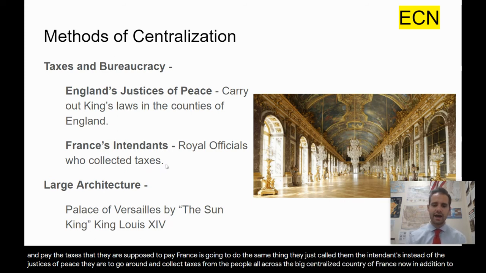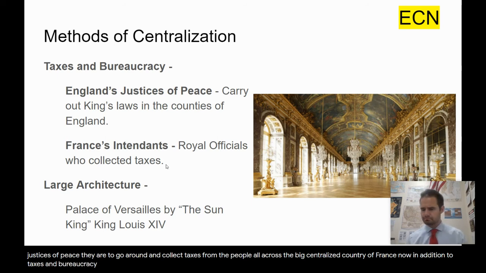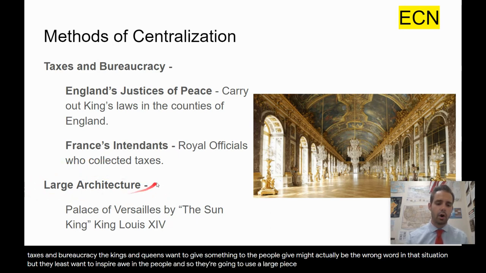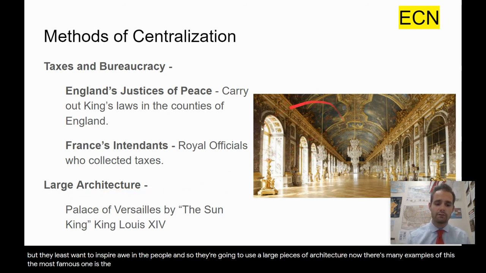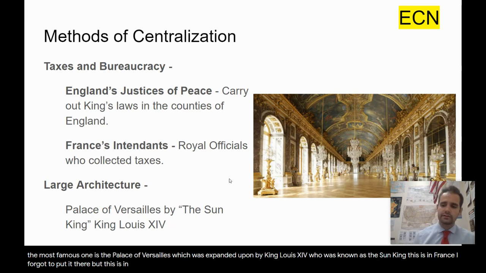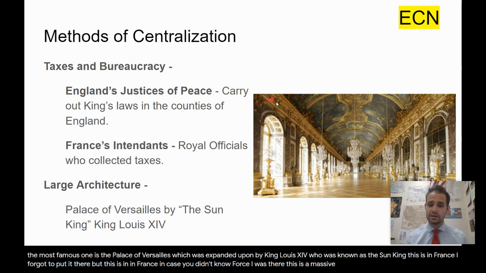Now, in addition to taxes and bureaucracy, the kings and queens want to give something to the people. Give might actually be the wrong word in that situation, but they at least want to inspire awe in the people. And so they're going to use large pieces of architecture. Now, there's many examples of this. The most famous one is the Palace of Versailles, which was expanded upon by King Louis XIV, who was known as the Sun King. This is in France. I forgot to put it there, but this is in France, in case you didn't know Versailles was there. This is a massive palace, and as you see, it's lined with gold.